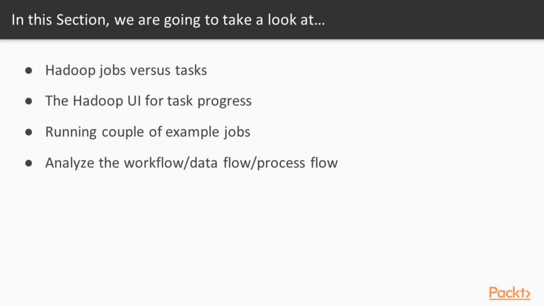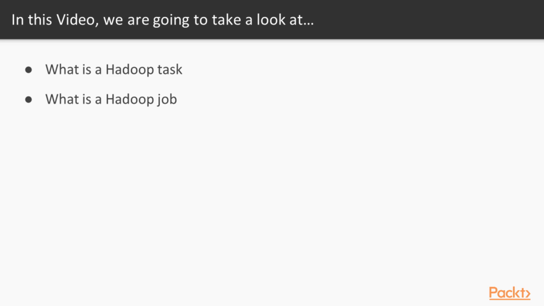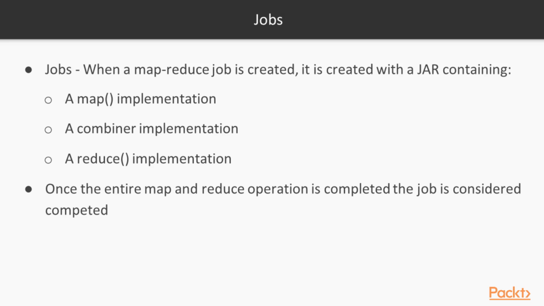On to the first video, where we're going to see the Hadoop jobs versus the tasks. In this video, we're going to see what a Hadoop task is and also what a Hadoop job is. So what do we mean by jobs? When a MapReduce job is created, it is actually created with a jar containing a map, combiner, and reduce implementation. What's a map implementation? The MapReduce map that we talked about in the other sections. That's what the map implementation is.